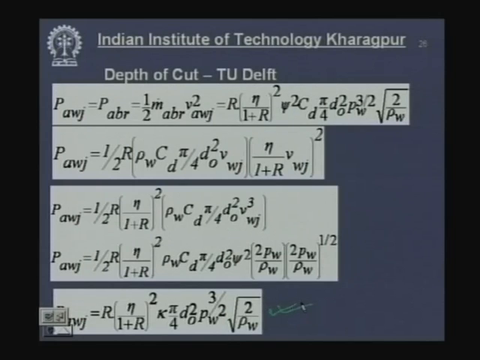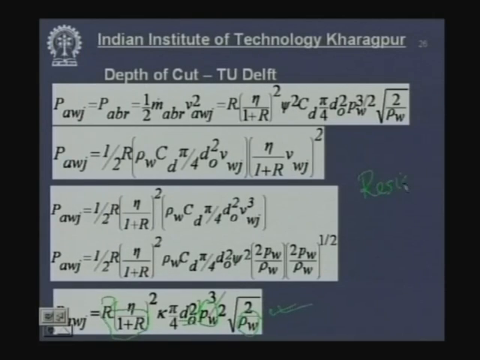What does it say? It says power of abrasive water jet is related to power of water, basically it is related with a power of 3 by 2. It is also related to the orifice diameter with a power of 2. It is inversely related to rho W with a power of half. It is also related in a complex manner with the mixing ratio. So, with this equation I can estimate how much is my power of abrasive water jet.